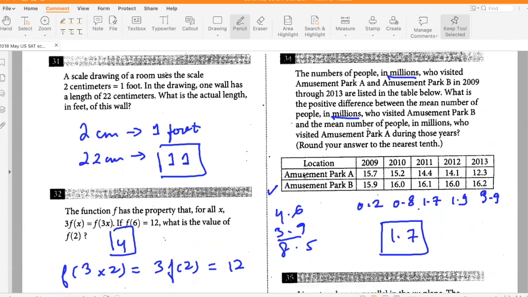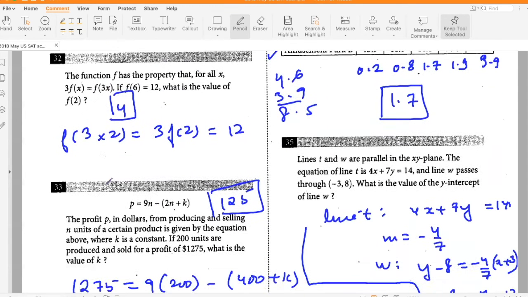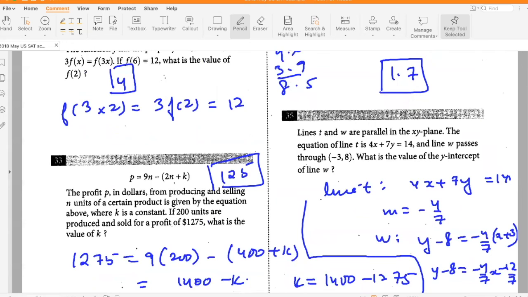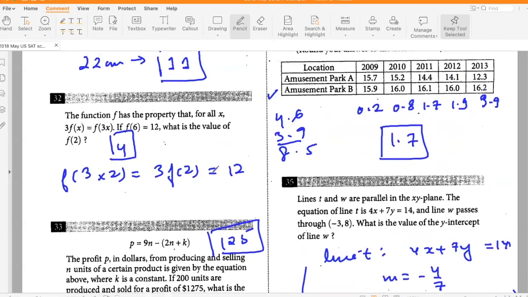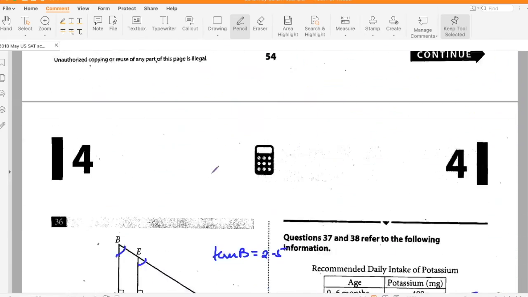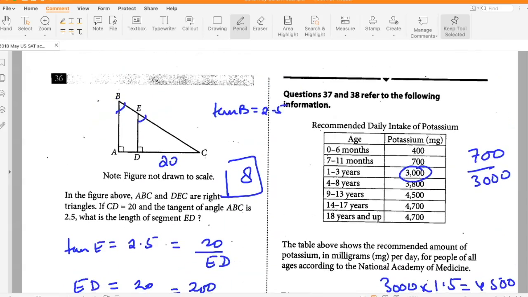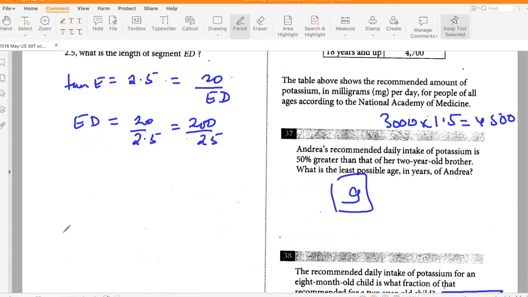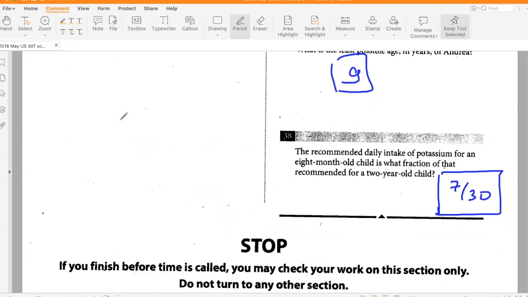Written questions. 31, 11 for 125. 1.7, 44 by 7. 36, 8, 9, 7 by 30. Okay, great. So we got all correct.